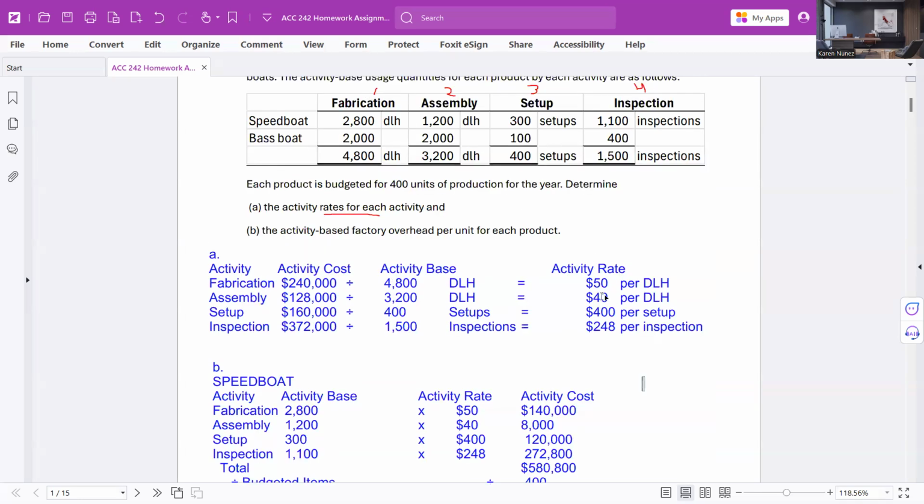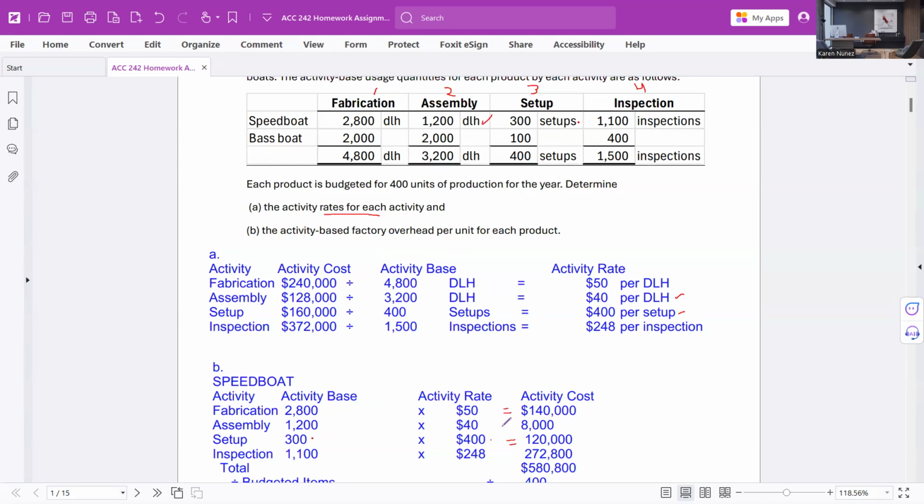And it's $50 per hour for fabrication. So 2,800 hours, $50 an hour, that's $140,000. That's what we allocate to the speedboat for fabrication. Speedboat uses 1,200 assembly hours, and the rate is $40 an hour. So 1,200 times 40, right? Gives us $8,000. Speedboat also uses 300 setups, right? And the setup is $400 each. So we got 300 setups times $400 gives us that $120,000, right?